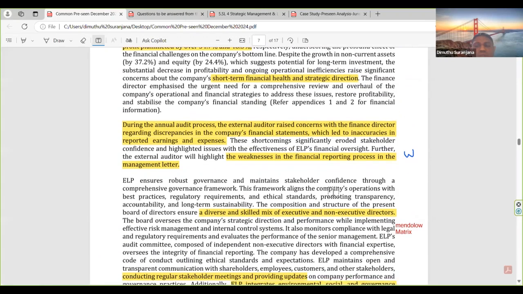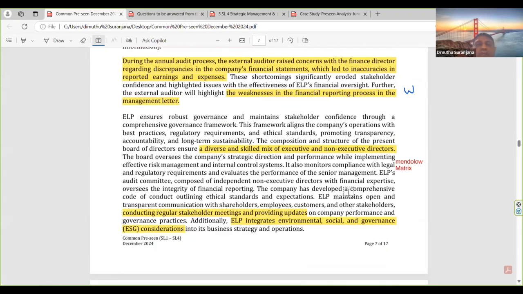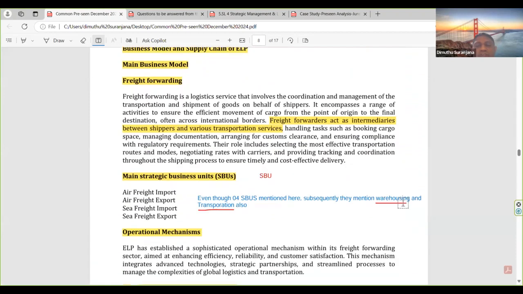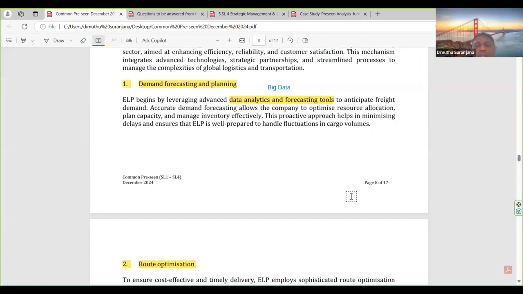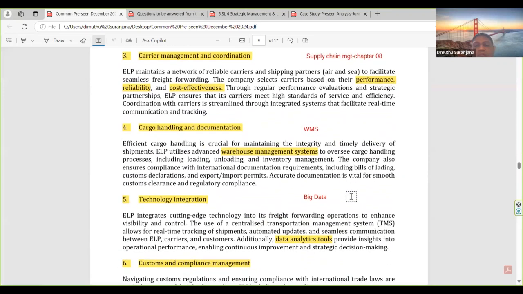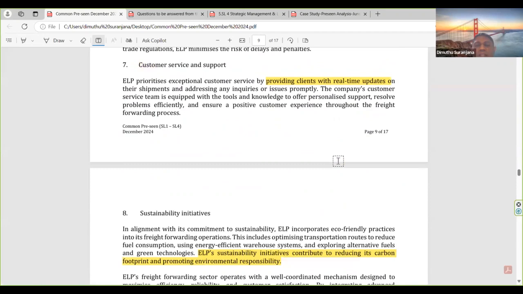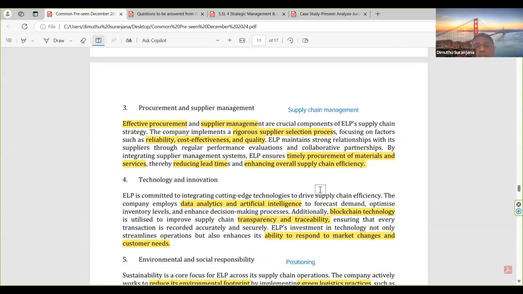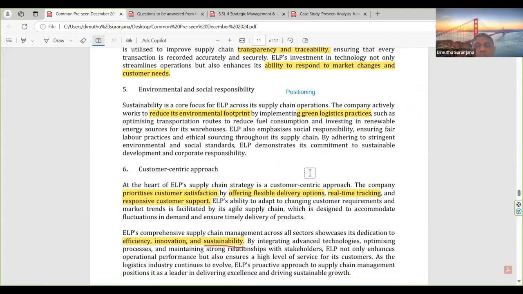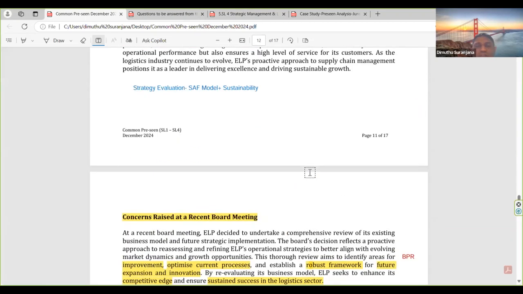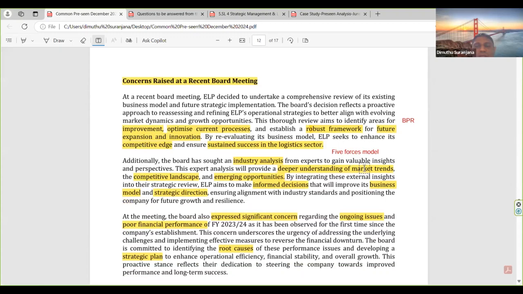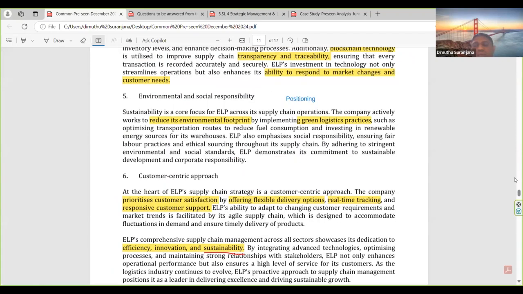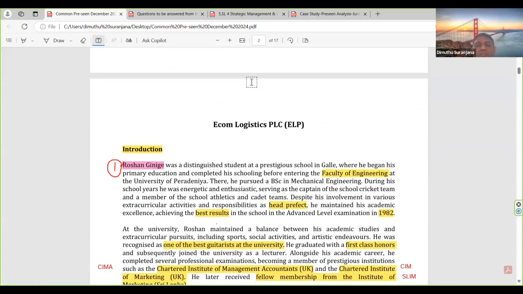Its weaknesses also I show from time to time for the SWOT analysis, Mendelow's matrix, so that you can do stakeholder evaluations. Here again, weakness, the SBUs, I identified 4 SBUs, big data, supply chain management, again WMS, warehouse management system, JIT, JIT inventory management, positioning, repositioning as an environmentally friendly organization, strategy evaluation is the SAFE model plus sustainability, business process reengineering, five forces model. So see this, I have mentioned these key points. You have to look at these key points very carefully.